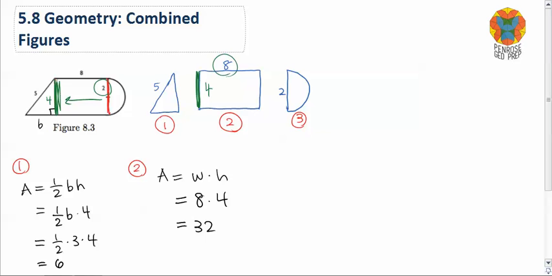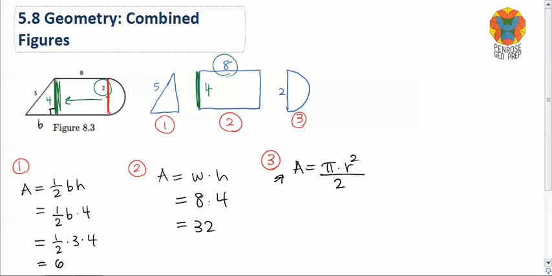Alright, now for the semicircle. If you look at your formula sheet again, you'll see that the area of the circle is pi times its radius, which I'll write in as r, squared. So since this is a semicircle, we actually need to divide this whole thing by 2, like this. Since a semicircle is half of a normal circle, the area right here was originally the area of a circle, so in order to get a semicircle we need to divide it by 2.